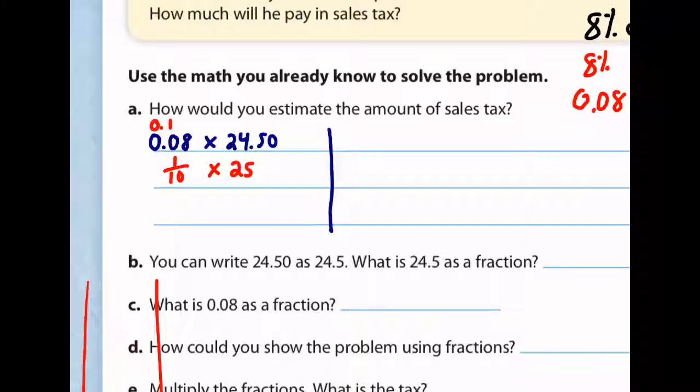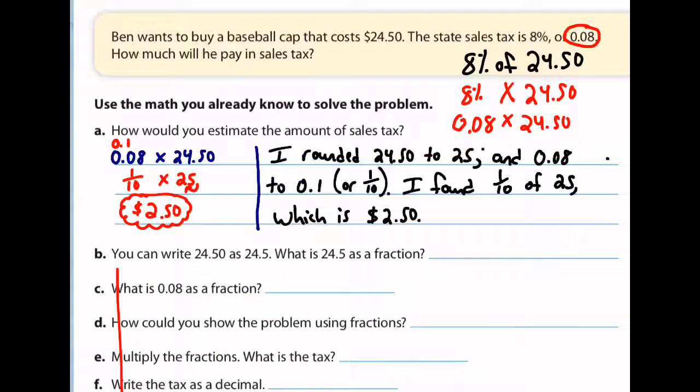1/10 as a fraction. If I were finding 1/10 of a number, I would just move the decimal over to the left once, because you're just dividing by 10. So 1/10 of 25 is about 2.5, or in this case, about $2.50. So that's my estimate. Now, I'm going to write down what I did. Here's what I said. I rounded $24.50 to 25, and 8 hundredths to 0.1 or 1/10. I found 1/10 of 25, which is $2.50.